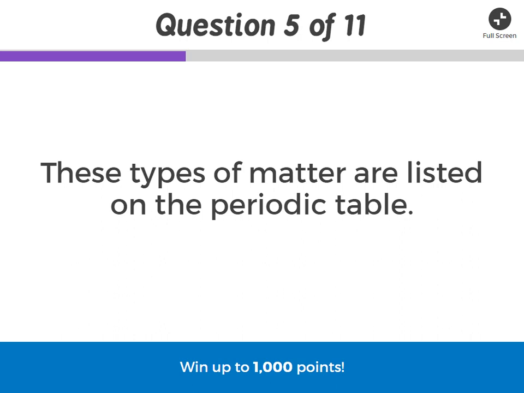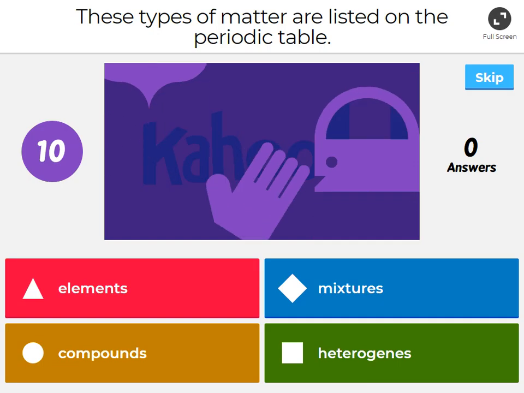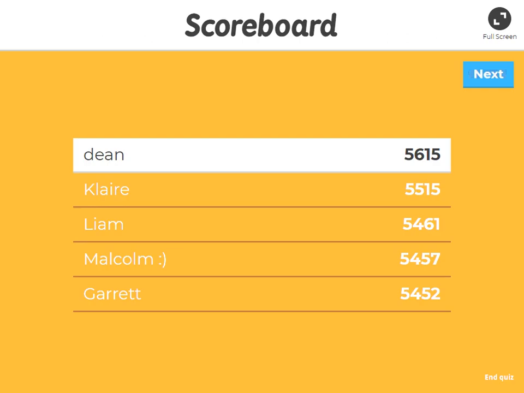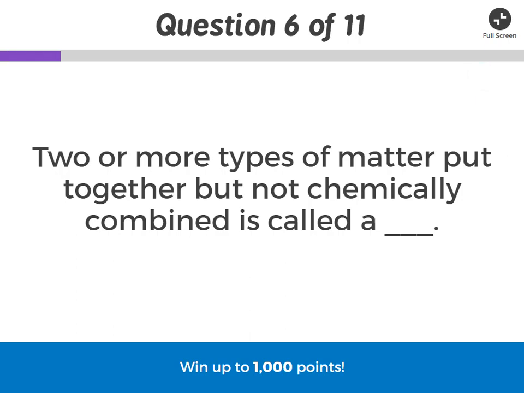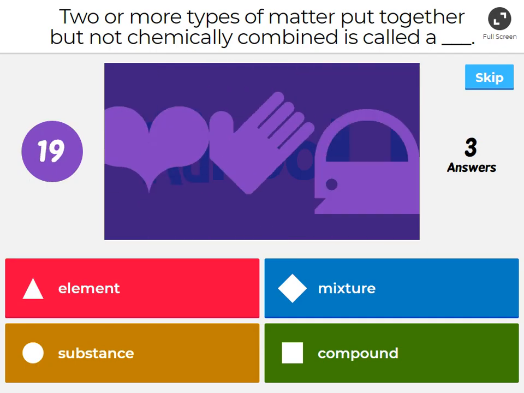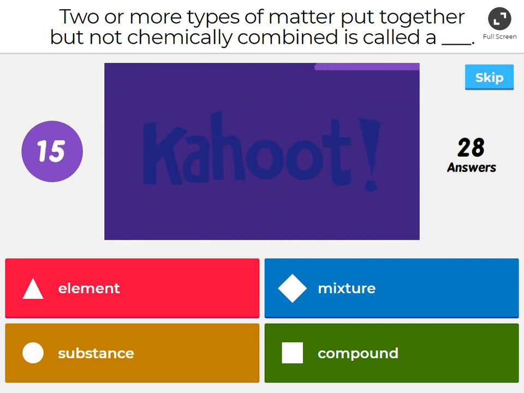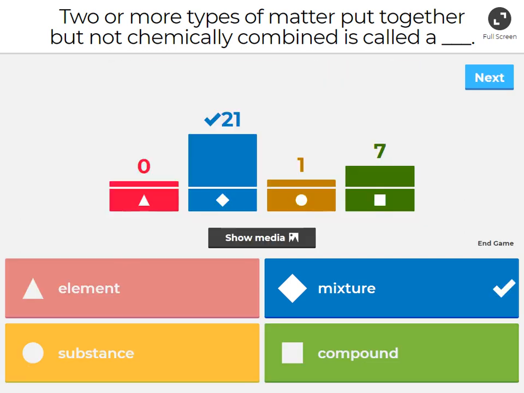These types of matter are listed on the periodic table. Woo! Alright, periodic table of elements. Very good. Two or more types of matter put together but not chemically combined. Okay, so most of us are saying not chemically combined, so physically combined is a mixture. Chemically combined should be called a compound.